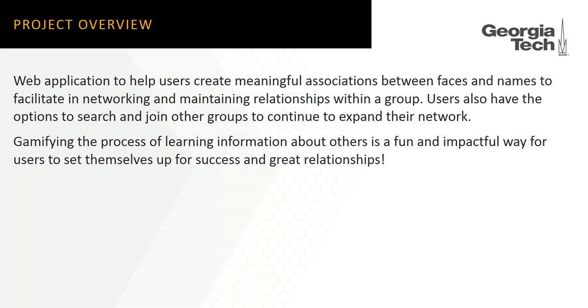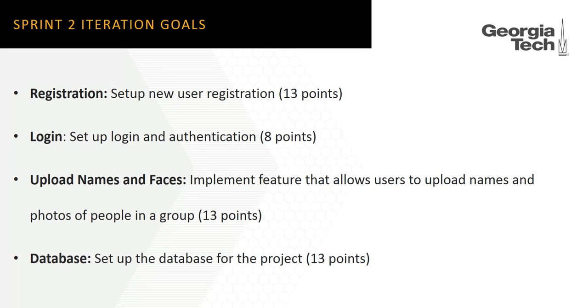With that being said, let's go directly into what our iteration goals were for our Sprint 2. First, we wanted to set up registration for our web application. Second, we wanted to set up the login and authentication. Third, we wanted to implement the feature that allows users to upload names and photos of people into a group. And finally, we wanted to set up a database that supports the registration, login, and the feature of uploading names and features into an external database that can be accessed by anybody who uses the application.